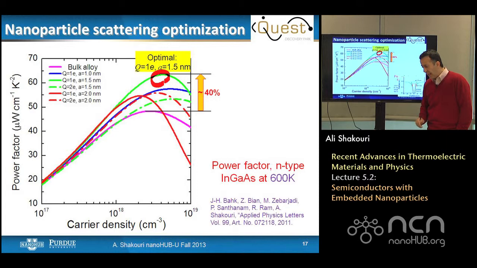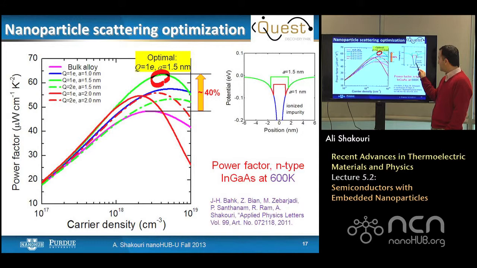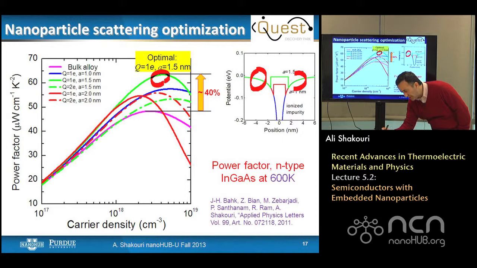Here's the potential profile near an ionized impurity. This is the usual approximation. But when you have a nanoparticle of a finite size of 1 or 1.5, what you have is a nanoparticle that is metallic, so you don't have any band bending, gives electron. There is a band bending near the nanoparticle. These tails of potential near the nanoparticle scatter electrons.